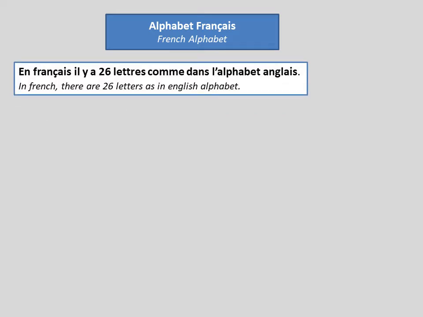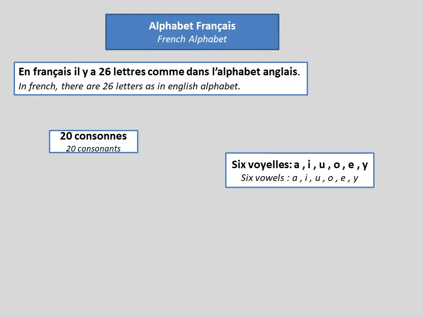In French, we have 26 letters in the alphabet, as in English. Among those 26 letters, we have 20 consonants. In French, we say consonne, and 6 vowels, 6 voyelles. Those 6 vowels are A, I, U, O, E, and Y. In French, we pronounce A, I, U, O, E, Y. I repeat. A, I, U, O, E, Y. Don't worry, we'll find those 6 vowels again in the complete French alphabet. Let's continue.